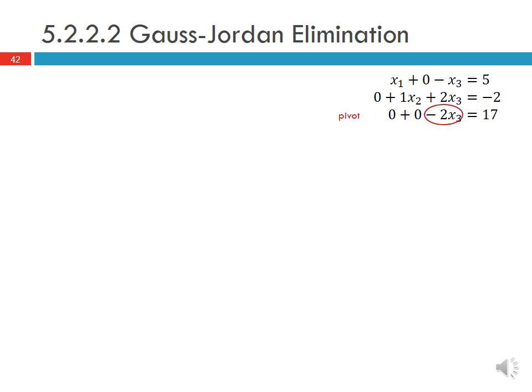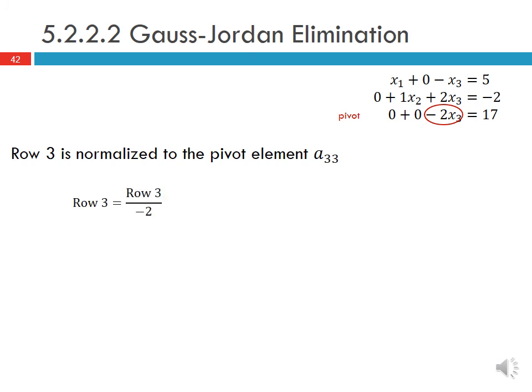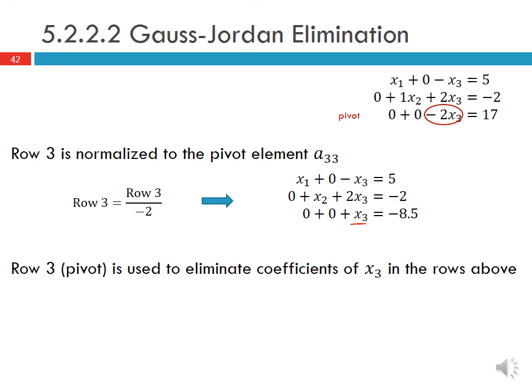So now we can increment and move our pivot to the third row. We normalize row 3 to the pivot element a33. So row 3 is equal to row 3 divided by -2. This gives the equations shown here. You can see now my row 3 has a coefficient of x3 equal to 1. And then I use my row 3 to eliminate the coefficients of x3 in the rows above. There are no rows below, but we want to do it in the rows above as well.